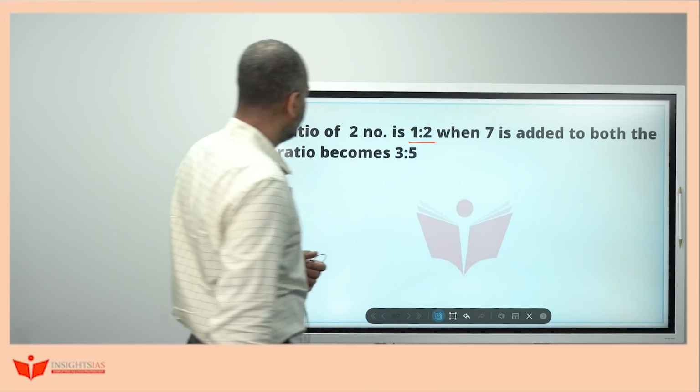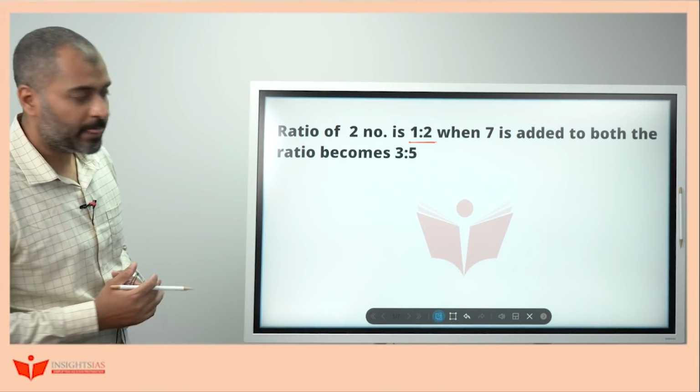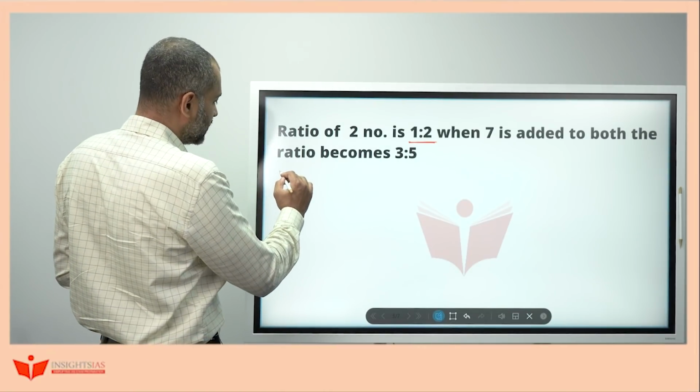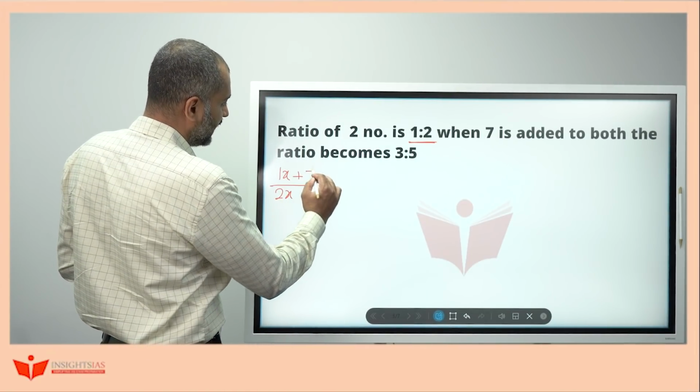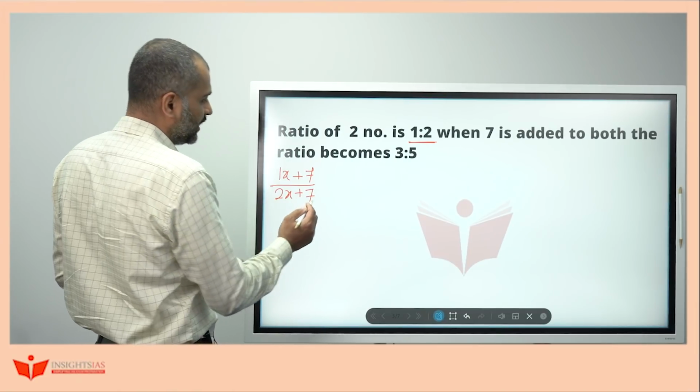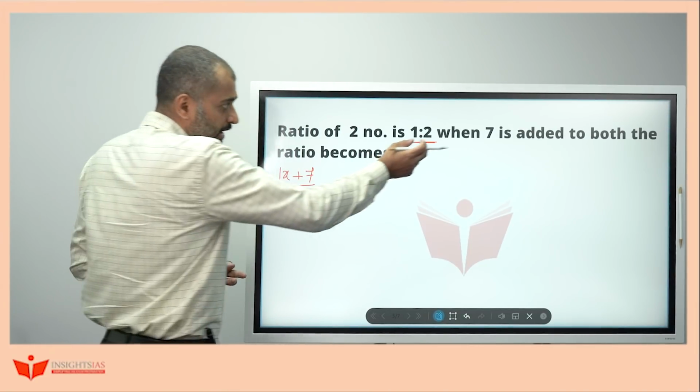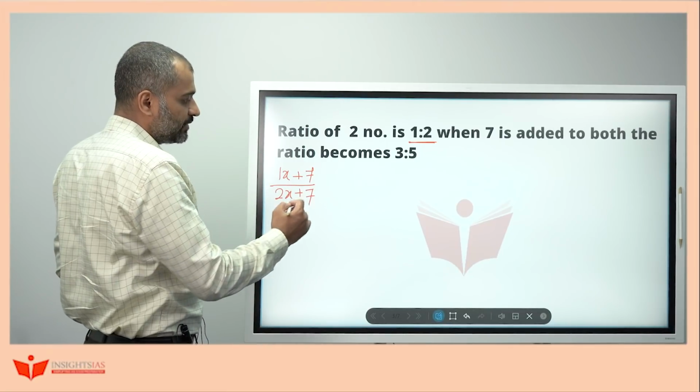When 7 is added to both, the ratio becomes 3:5. Okay. So, conventionally, I am solving. This is 1x, 2x. For both numbers, I am adding 7. The question can be anything. If you subtract 7, you have to do minus 7, that's it.